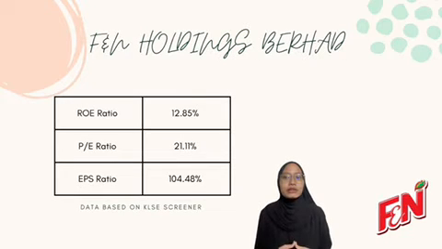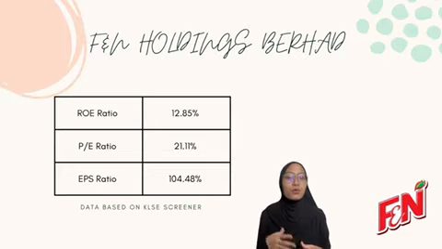Next, based on the table shown, we can say that FNN Holdings Berhad has a good financial performance. ROE indicates 12.85%, which means the company will gain 12 ringgit and 85 cents for every ringgit of their share capital. The greater the ROE, the higher the company's intrinsic value.